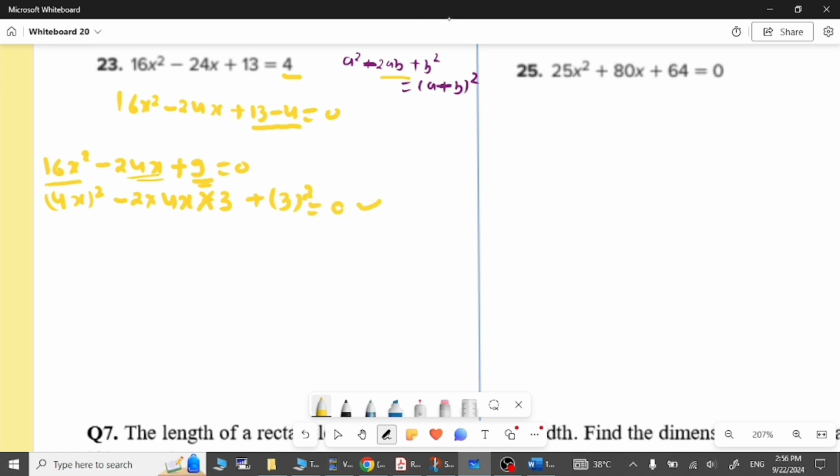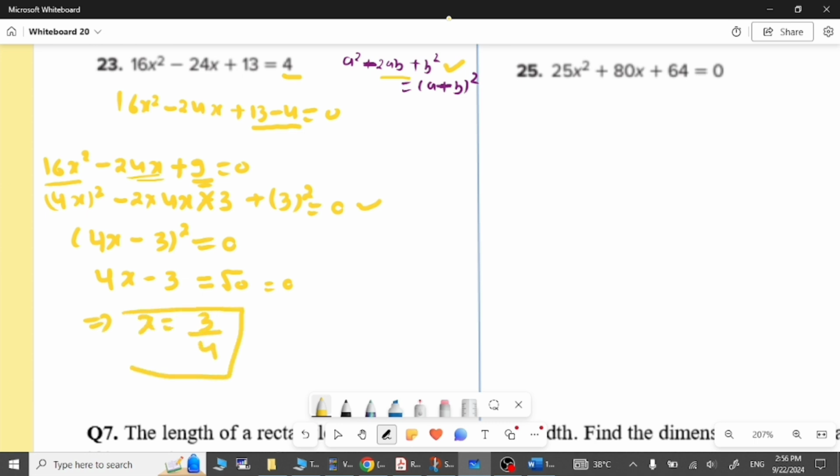Now this and this are the same. So compare it. I can write here (a − b)². So a is 4x: (4x − 3)² = 0. So 4x − 3 will be the square root of 0, which will always give 0. Okay, so here you can get x = 3/4. So this is your answer for this question.